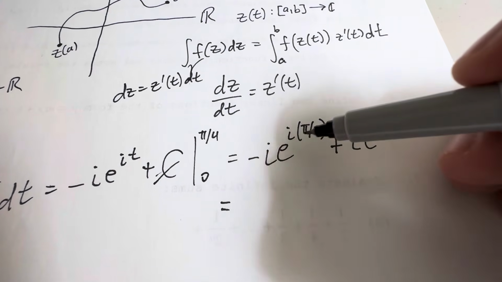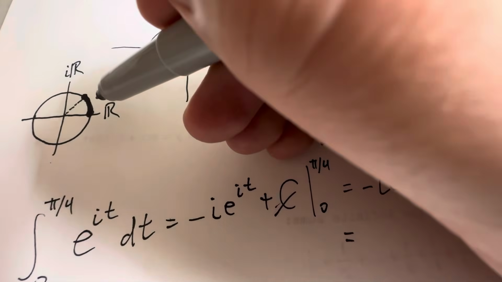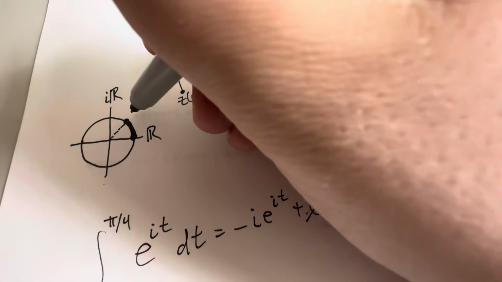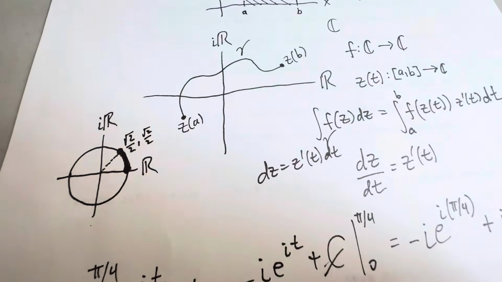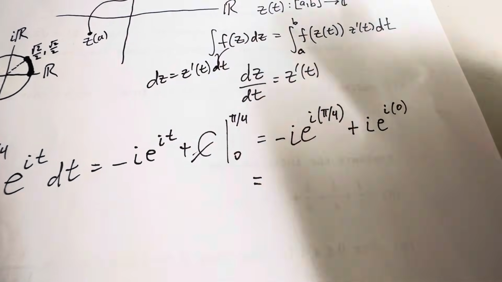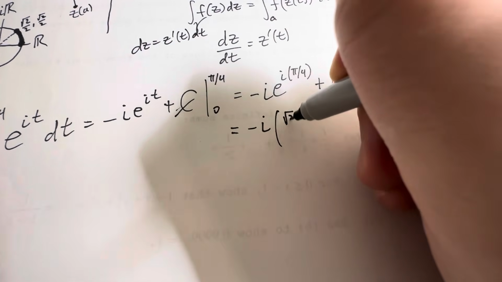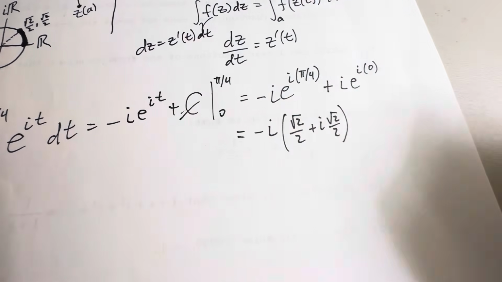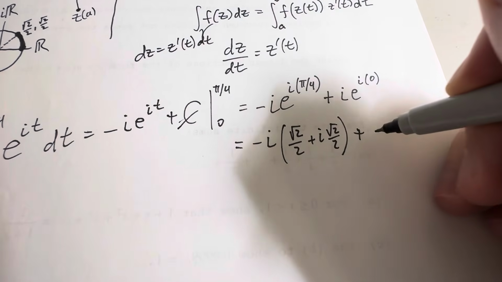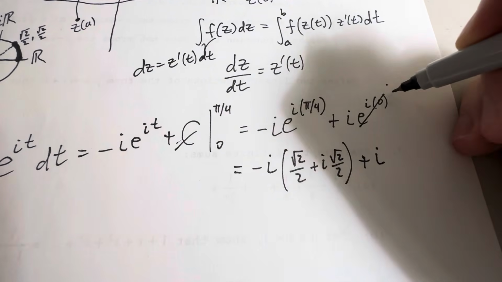But what about e to the i pi over 4? What is this number here? Well, remember, that's just square root 2 over 2, comma, square root 2 over 2 in R2. So if I want to write this in the complex plane, it would be negative i times (square root 2 over 2 plus i square root 2 over 2). And then we have the plus i here. So that part canceled. Or it became 1. So I'll write 1 here.